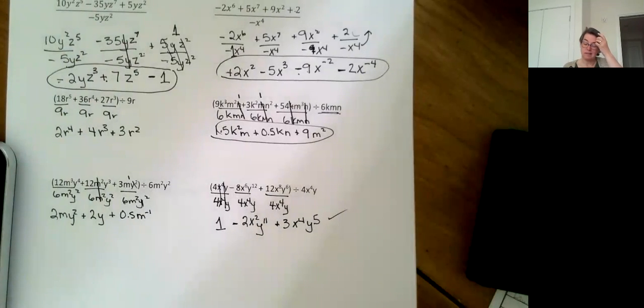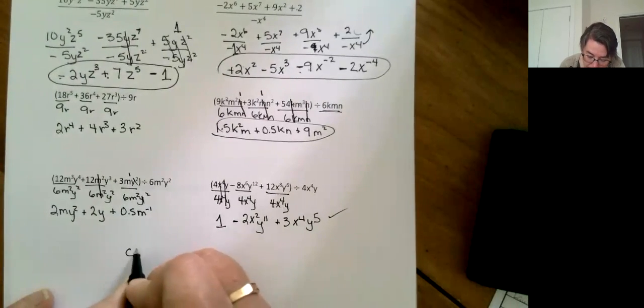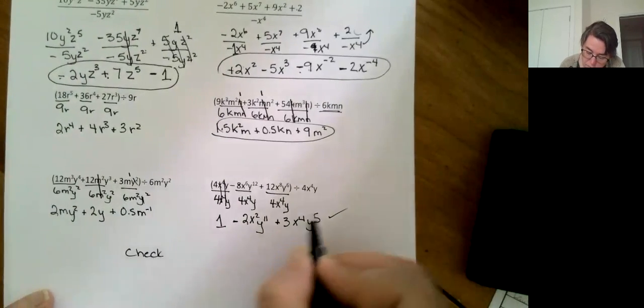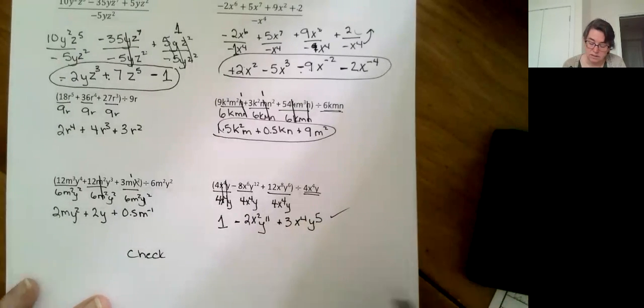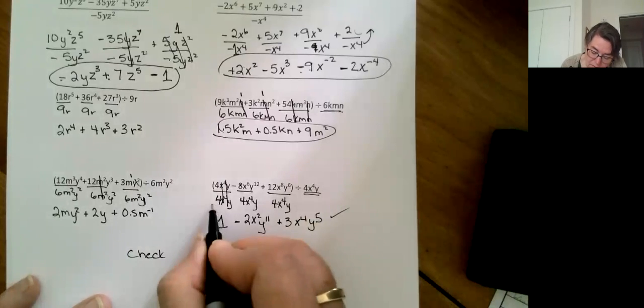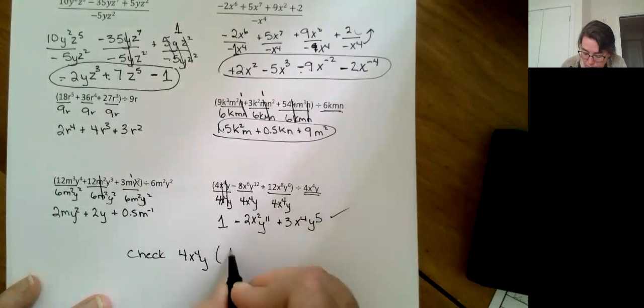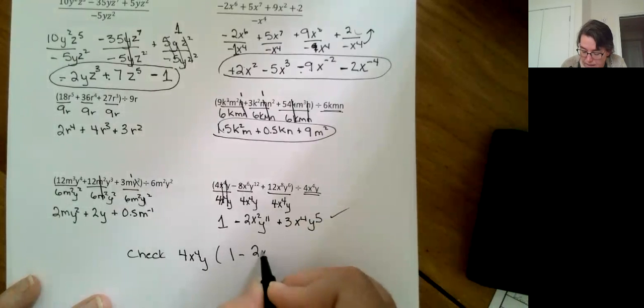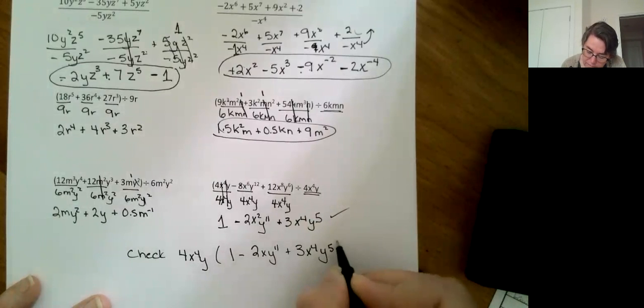If I wanted to check, we should do that. I haven't checked on this one. What you do is you take the number you divided by, I believe that's called a divisor. If it was written like this, it would definitely be a denominator. So 4x to the 4th y, and you multiply it through by your answer. 1 minus 2x y to the 11 plus 3x to the 4th y to the 5th.